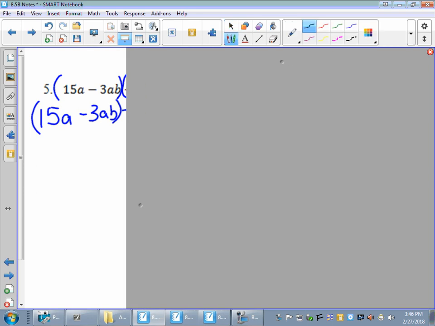Pause now if you like to prime factorize. Otherwise, your greatest common factor would be a 3 and an a. They both share an a. 3 goes into both of them. It is its largest factor. Once I have my greatest common factor, I can go ahead and write it down. Open a set of parentheses. What times 3a gets me to 15a? That would be a 5. What times 3a gets me to a negative 3ab? I would need a negative b.